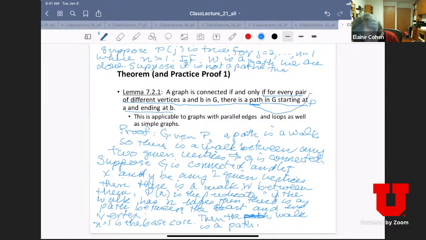Then there is a repeated vertex, v sub i equals v sub j, with i less than j. So all of this, we're just following along logically. What are we going to do? We're going to make a new walk. And our new walk, where am I going to fit it?